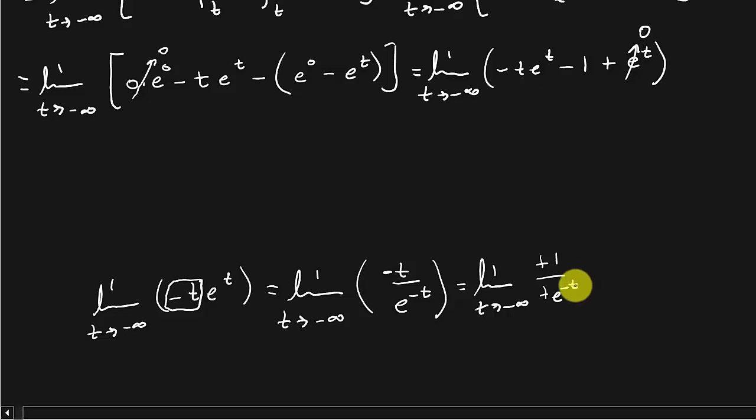As t goes to negative infinity, the negative and negative make a big positive number, so this whole fraction is going to 0. So we can see that this term is going to 0 also. And so what does that limit equal? Well, that's 0 minus 1 plus 0 equals -1. And so there's your answer.